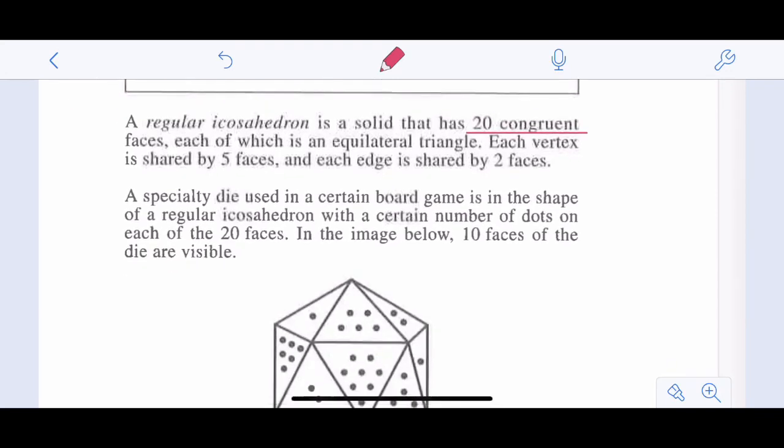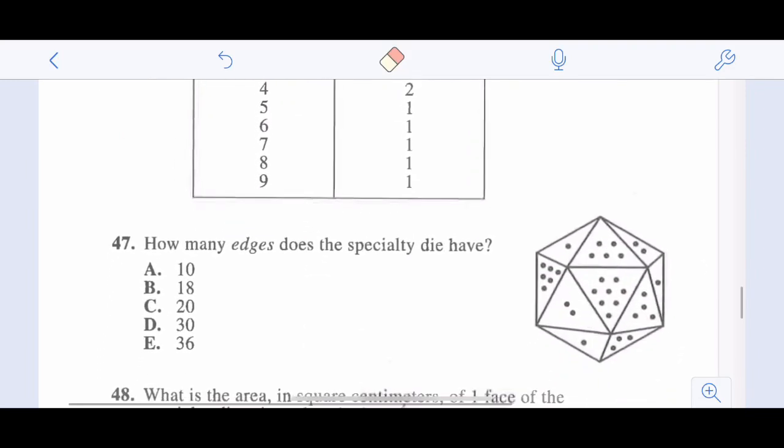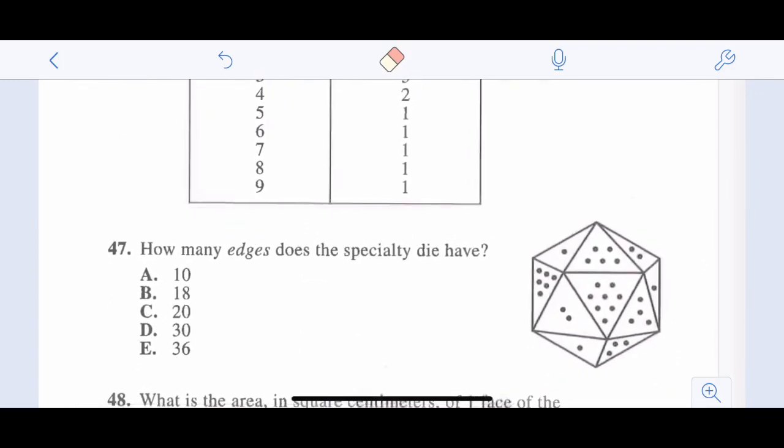So we see it down here. Each vertex, so the vertex is shared by 5 faces. A specialty die used in a game board. Okay, 10 faces of the die are visible. Got the basics of it. Got a table that has the number of dots on the number of faces. How many edges does the specialty die have?